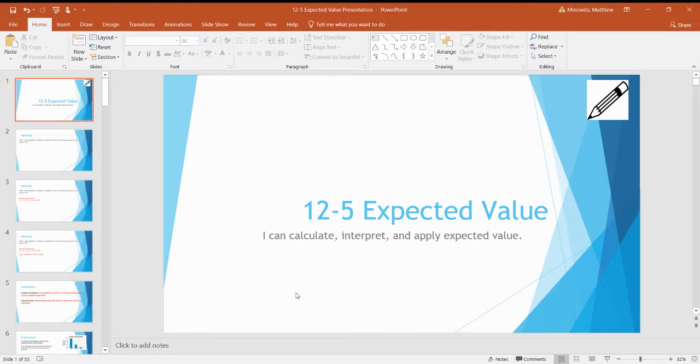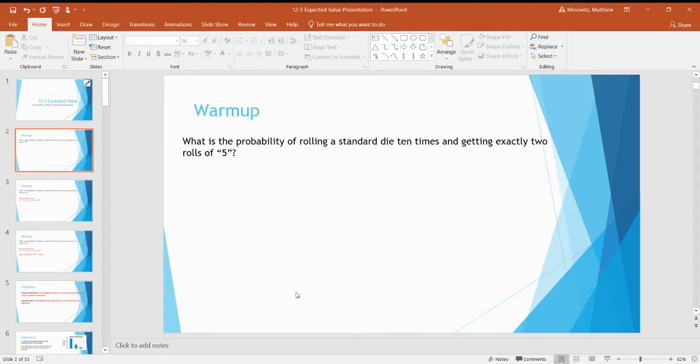that I'm given. So let's start like we always do with a warm up. What's the probability of rolling the standard die 10 times and getting exactly 2 rolls of the number 5? Pause the video, think about what we've learned so far that'll help you do this. When you're ready, unpause the video and we'll take a look.